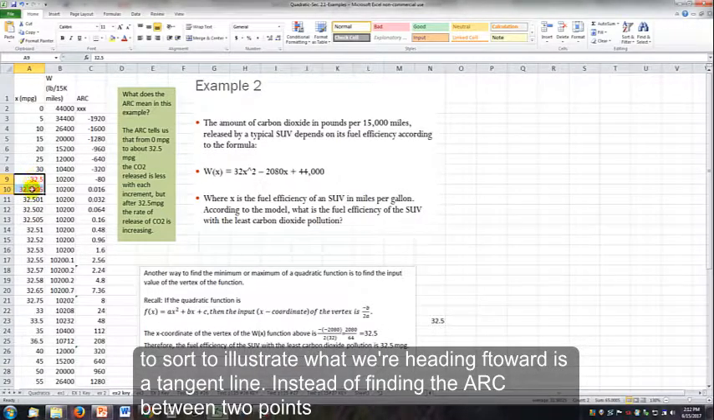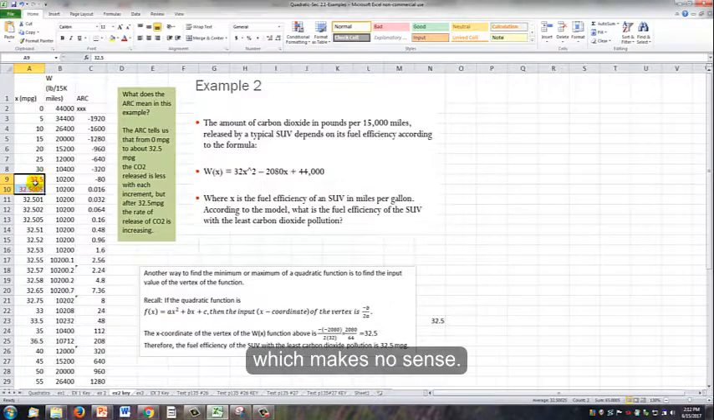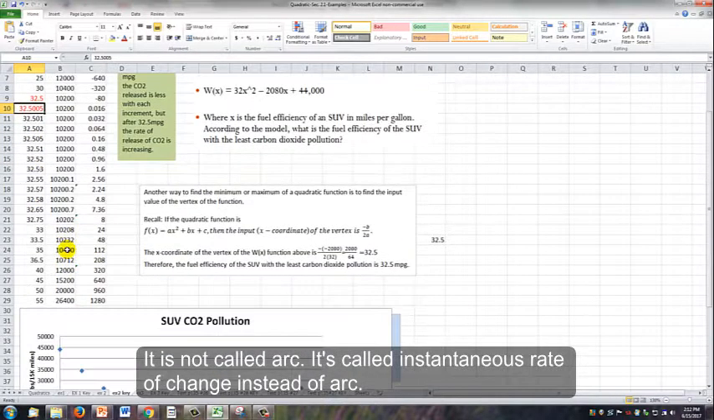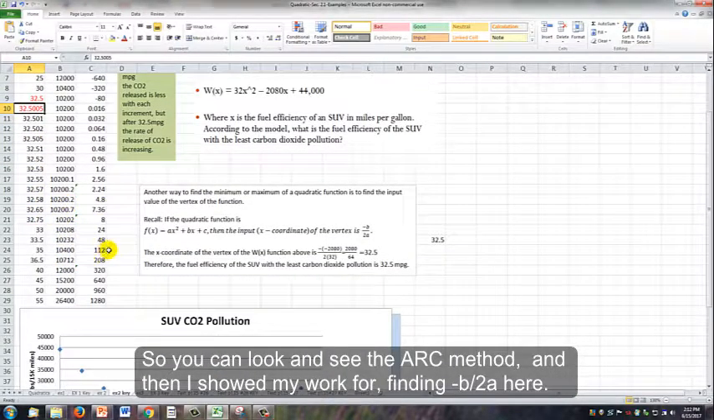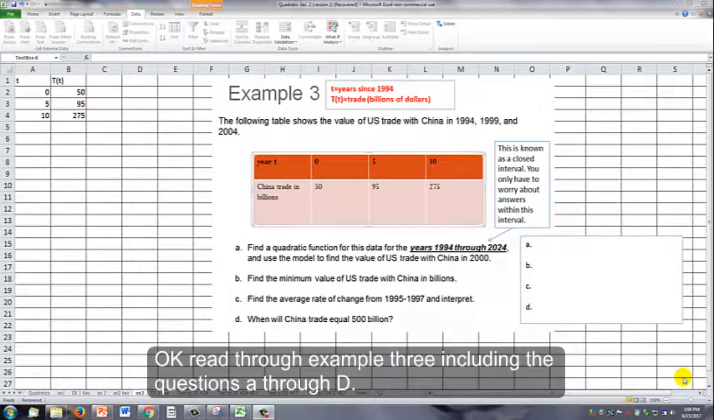Instead of finding the arc between 2 points, we can find the arc between 1 point, which makes no sense, and it's not called arc, it's called instantaneous rate of change instead of arc. So you can look and see the arc method, and then I showed my work for finding negative b over 2a here.